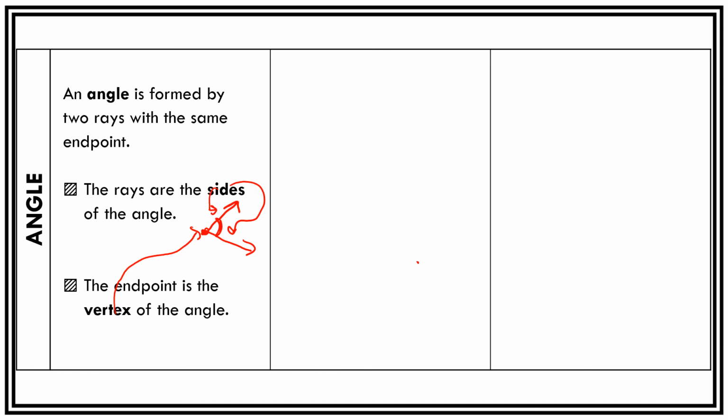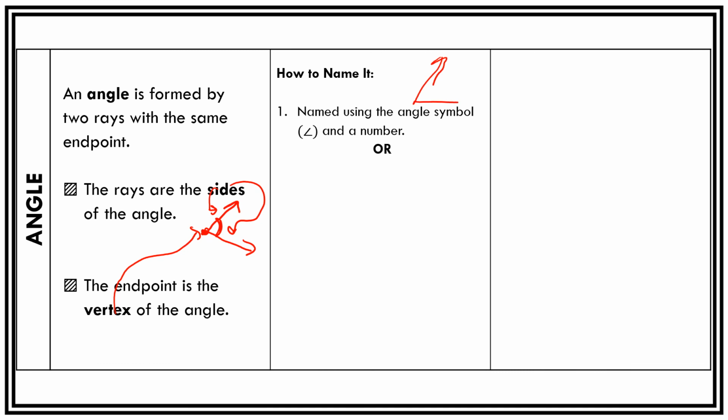Let's talk about how to name an angle. There are 3 different ways to name an angle. First, an angle can be named using the angle symbol and a number. So the angle symbol is this little L that's kind of bent down like that, okay? Angle symbol is that. So sometimes you might see an angle with a 1 in the middle like that. We call it angle 1, okay?